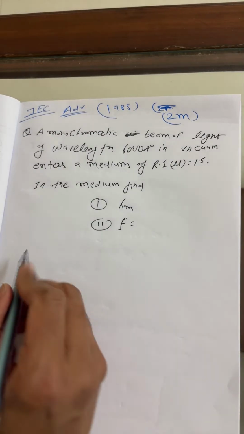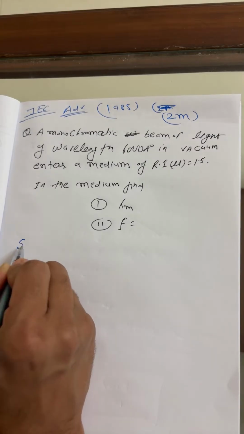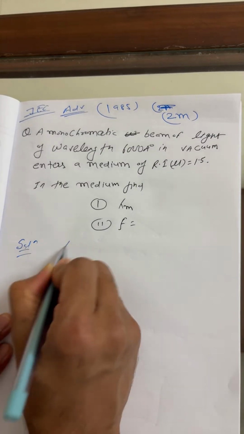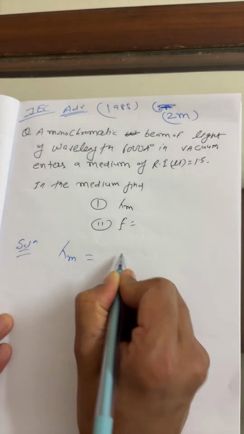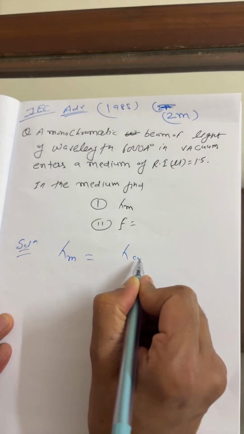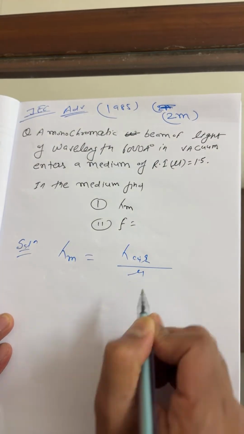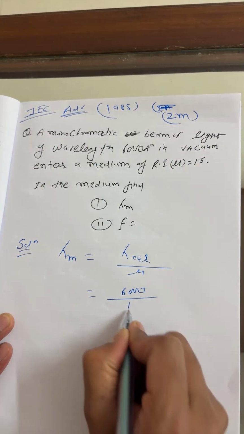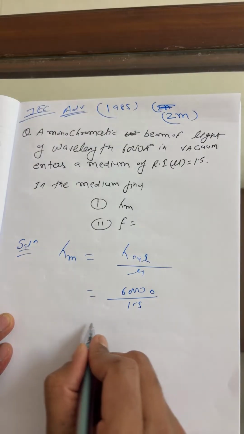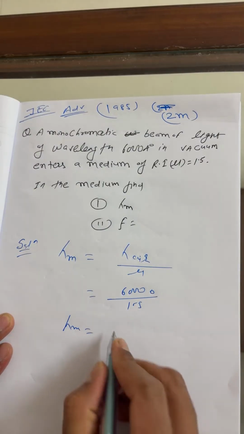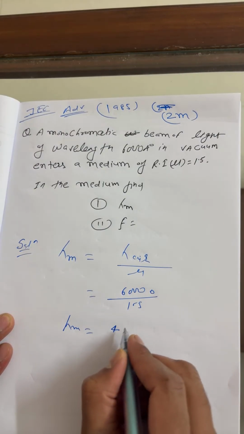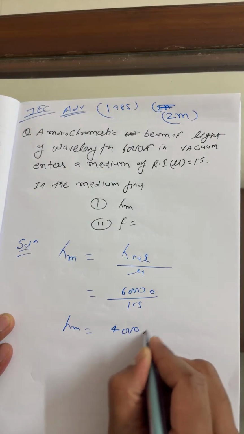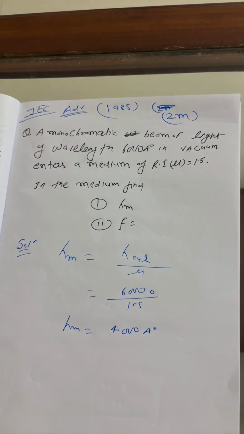Solution part here. Lambda of medium, simply we can write, is lambda of air upon mu. Lambda of air mentioned is 6000 upon 1.5, air cancel. So lambda of medium we can write as 4000 angstrom.